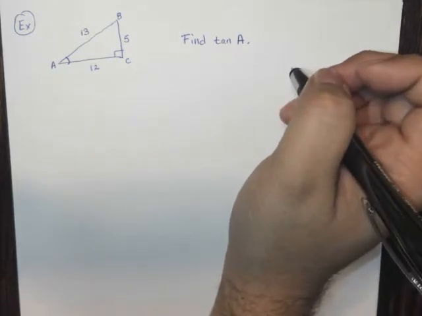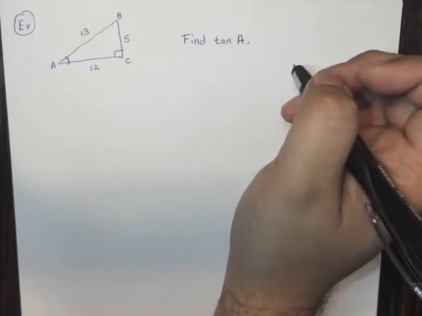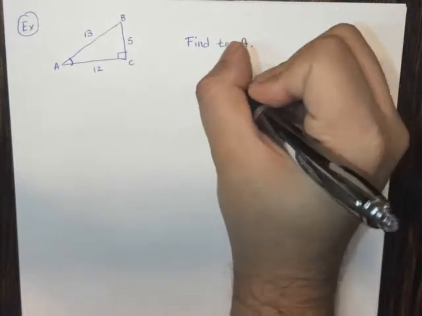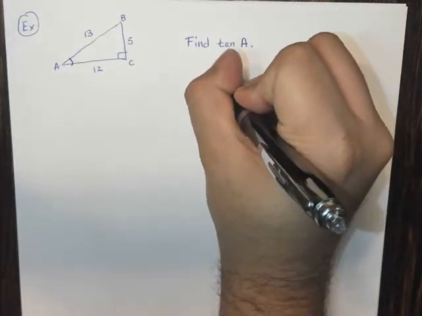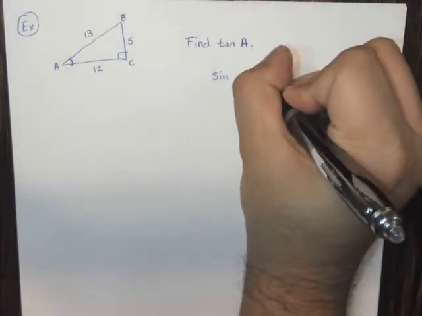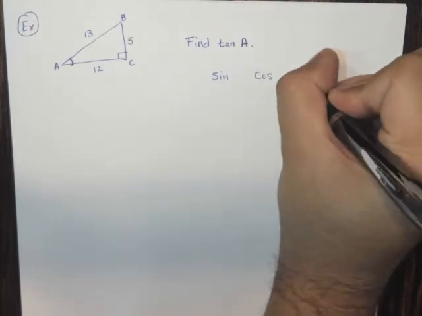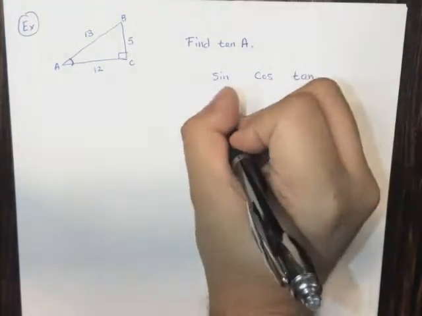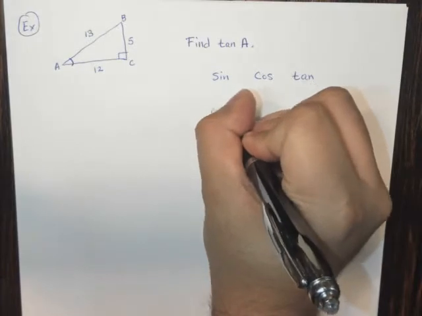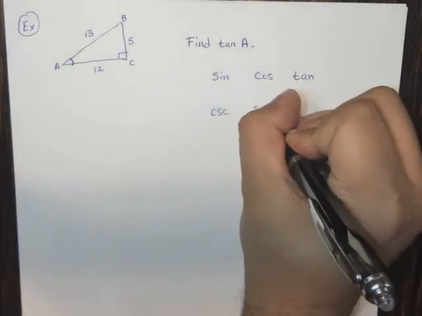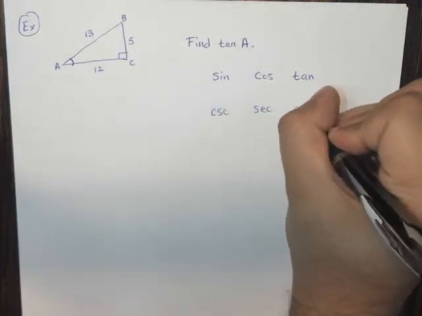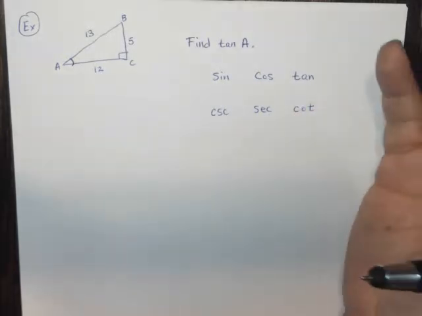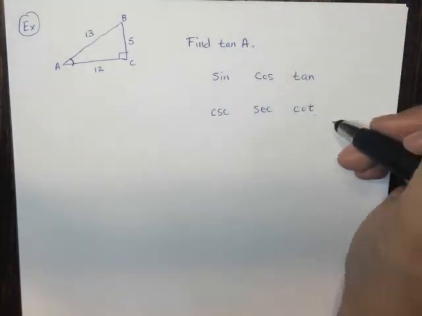So before we do this, I'm going to go over those 6 trigonometric ratios really quickly. So first thing we have is sine, then we have cosine, then we have what we're looking for, which is the tangent. Then we have what's called the cosecant, we have the secant, and then we have what's called the cotangent.